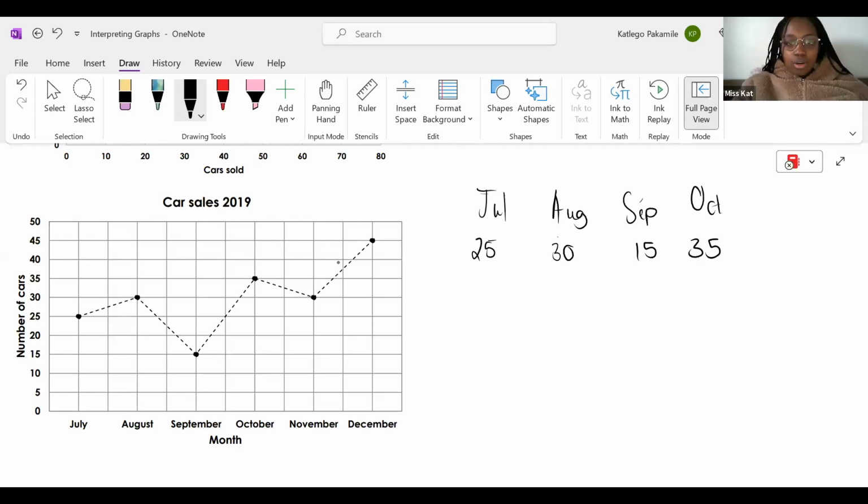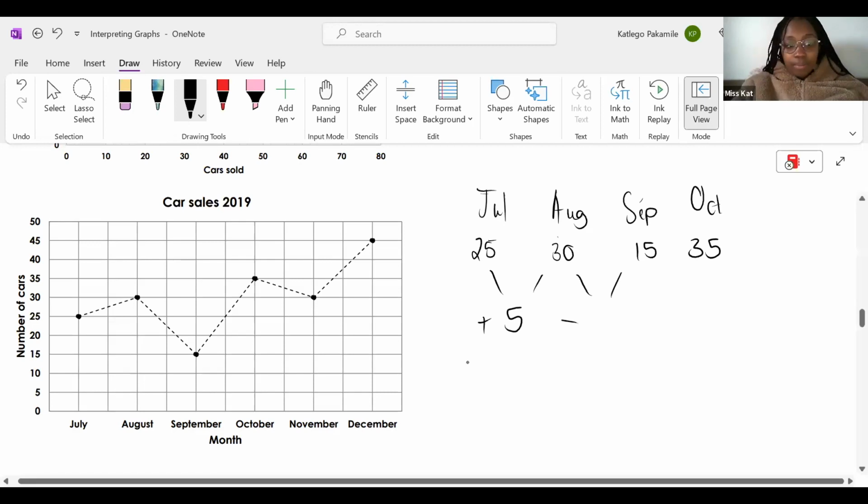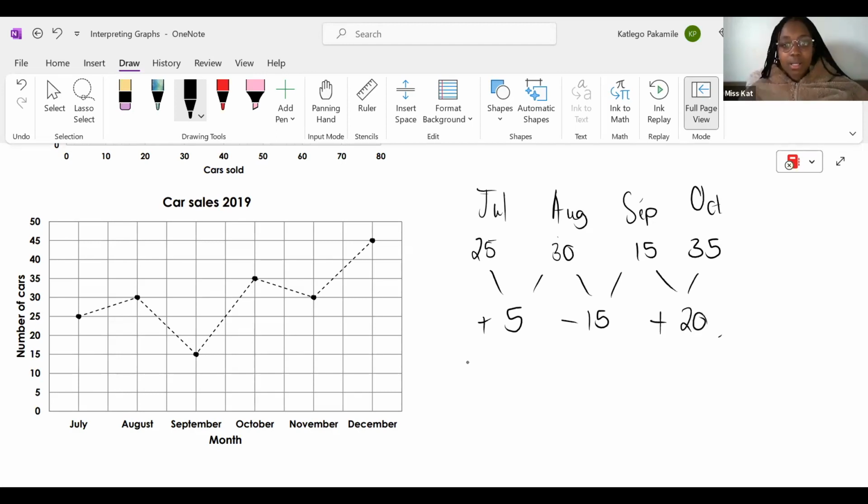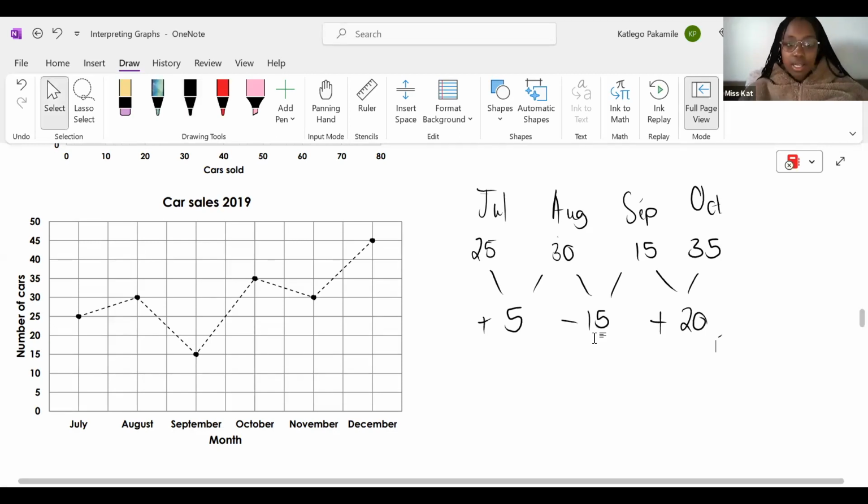From 25 to 30, what's the difference there? Exactly. We added 5 from 25 to 30, right? 30 to 15, are we adding? When we go from 30 to 15, we're not even adding anymore. We are subtracting 15. Then from 15 to 35, we're going back up and we're adding 20. See, it's going up and down and up and down and up and down. So this is definitely not a constant difference, right?